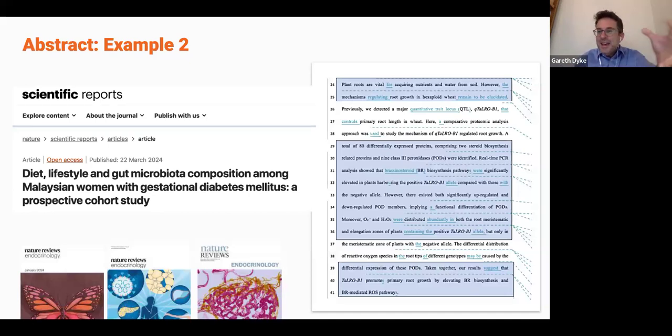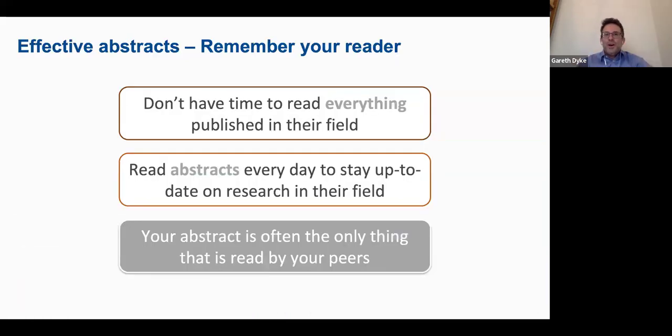You can go to a paper in your field, for example, and go with a colored marker, with a colored pen, mark off the answers to those different questions in sequence through the abstract. I've done it here in this example on the slide, but you can do it too. You can see, oh, Gareth, do I believe him? Go to a paper published in a journal in your field and see if you can find answers to these questions in sequence, because effective abstracts attract readers. Remember your readers. They don't have time to read everything published in the field. They read abstracts every day to stay up to date on research in their field.